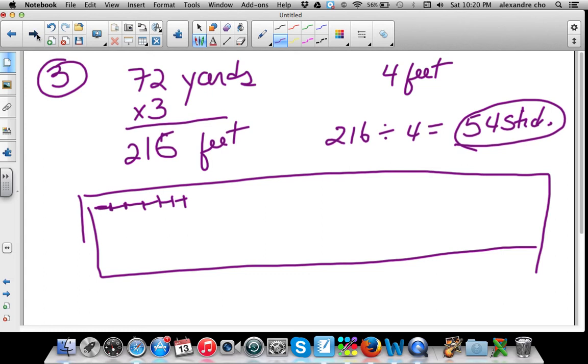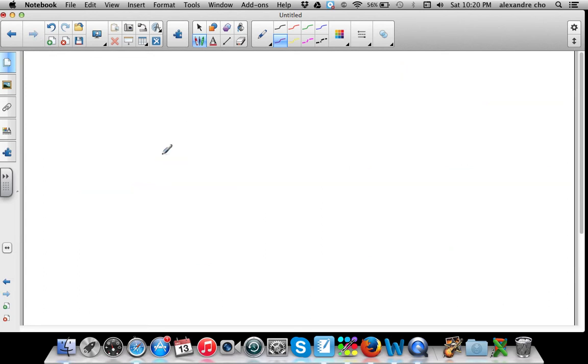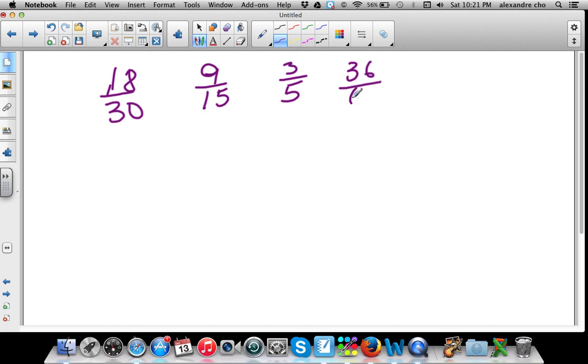Numero 4. Write 3 ratios that are equivalent to 18 over 30 or 18 to 30. Let's write that as a fraction, a little easier. So you can go either way. You can go higher. You can go lower. Divide top and bottom by 2. You got 9 over 15. Divide top and bottom by 3. You get 3 over 5. If you wanted to go higher, you could have done 36 over 60.